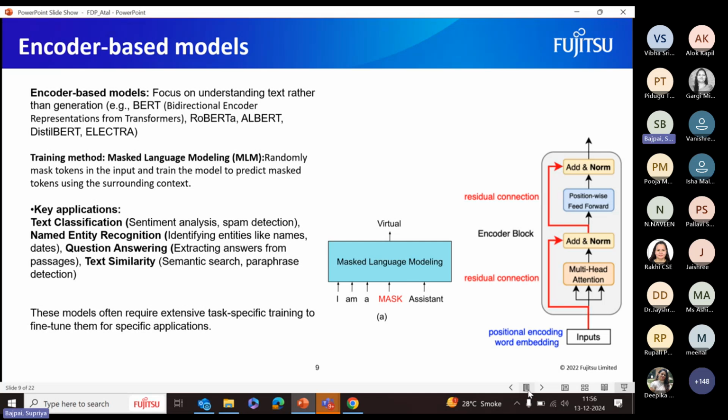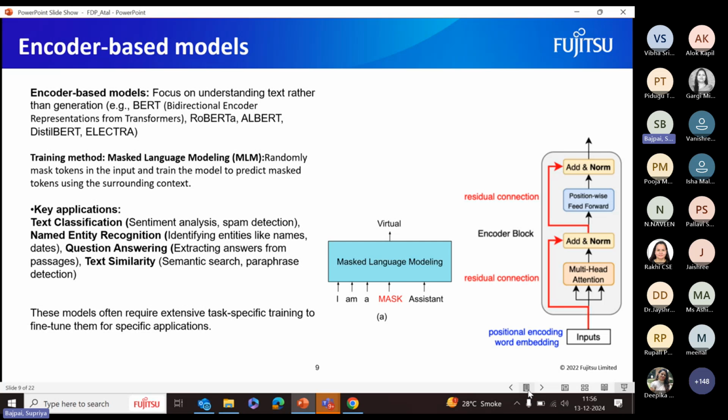So instead of generating new words like GPT, they work on processing the input text for classification, named entity recognition, comprehension based question answering, text similarity, and all those things. For example, if you take BERT, it looks at the entire context of the word.